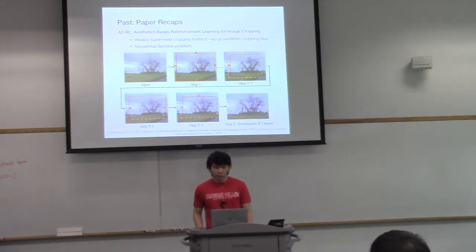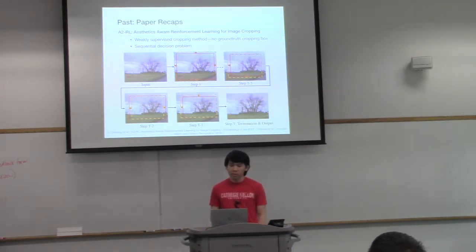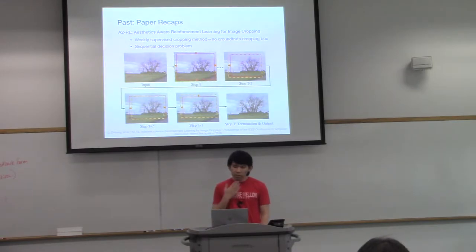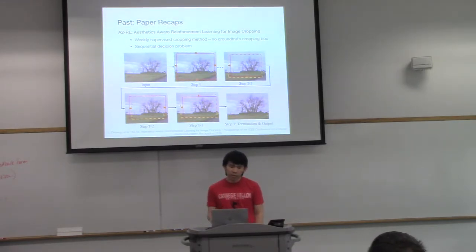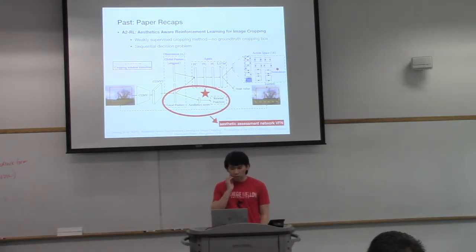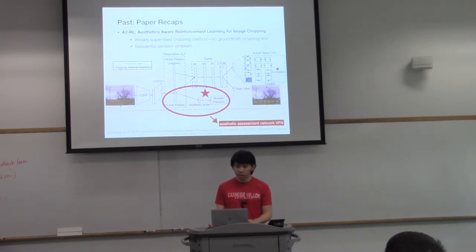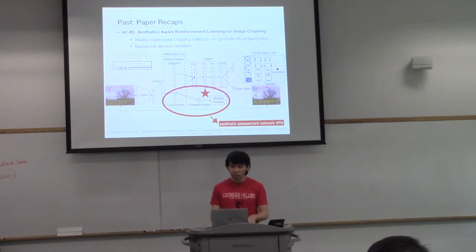In the past, we reviewed this paper called Aesthetic-Aware Reinforcement Learning for Image Cropping. Even though it's an image cropping paper, the idea is interesting. Their entire point is to not use any ground truth cropping box. They frame the problem as a sequential decision problem and as a weakly supervised learning method. Their reward comes from a pre-trained aesthetic assessment network, which, given an image, can predict a quality score. They use the score as a reward and train an actor-critic network to train the RL agent to move, or change the ratio of, the cropping box.